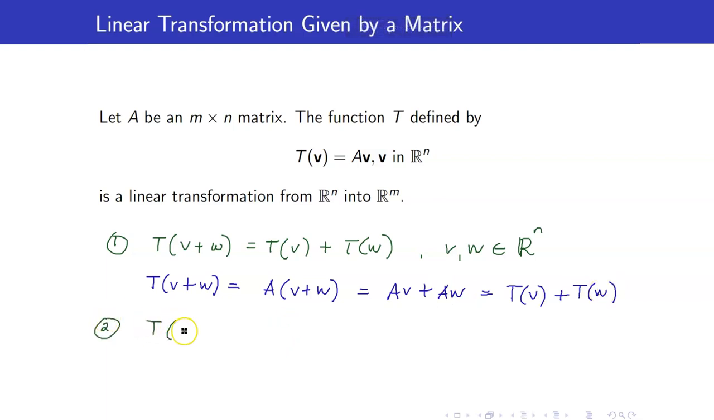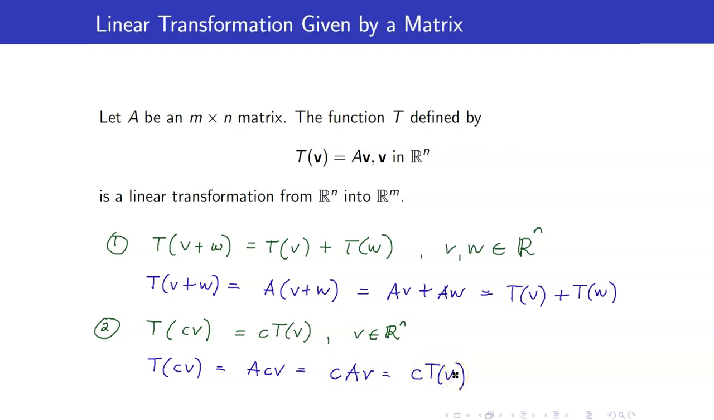Next, let us verify that T of CV is equal to C times T of V. Again, here V is in Rn. Starting with the left-hand side again, what the function T does is it multiplies A on the left of the input. But we know that if we have a scalar, we can simply pull it out. So this becomes C times AV, and this is now your C times T of V. Hence, we have just verified that multiplication on the left by a fixed matrix is a linear transformation.